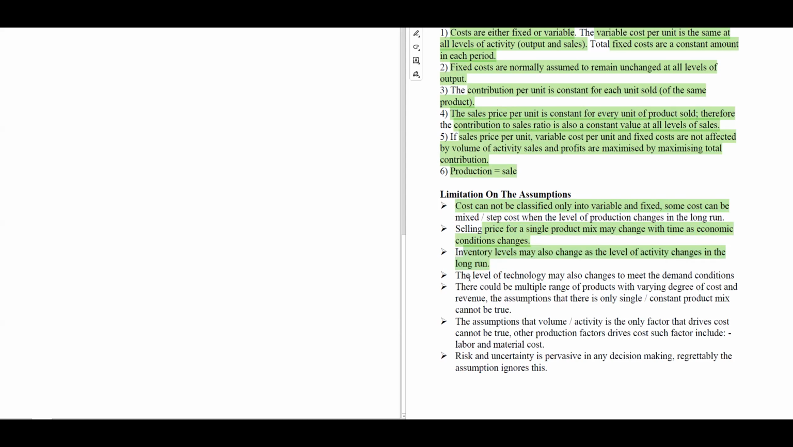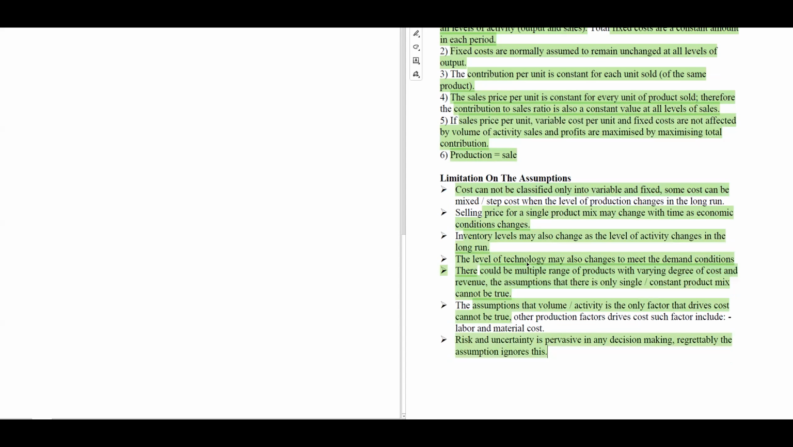So these assumptions may not always be correct. The level of technology may also change to meet demand conditions, right? Okay, so it can affect these assumptions. There could be multiple ranges of products with varying degrees of cost and revenue assumptions, right? And the assumption that there's only one constant product mix may not hold. And the assumption that volume is the only factor that drives cost may not hold either, because there may be other factors that drive cost, like labor and material. And risk and uncertainty is pervasive in any decision making. Regrettably, the assumption also ignores risk and what? Uncertainty. So these are the limitations of these assumptions that we use in CVP.